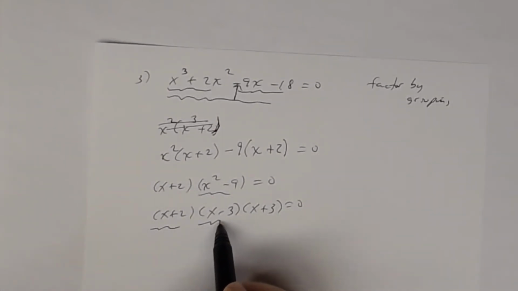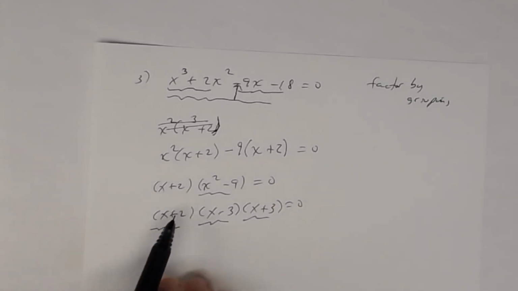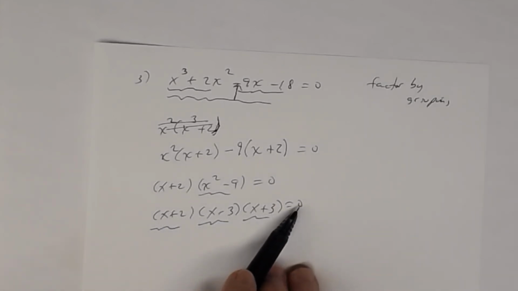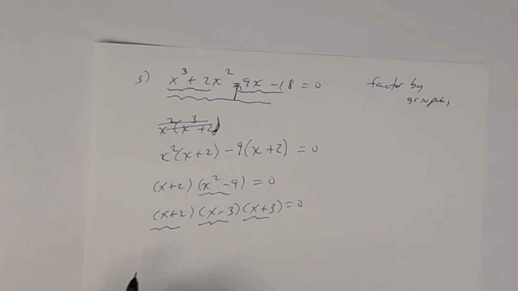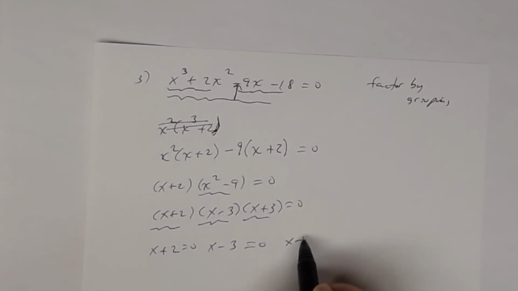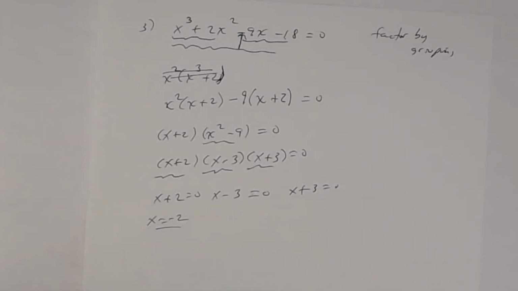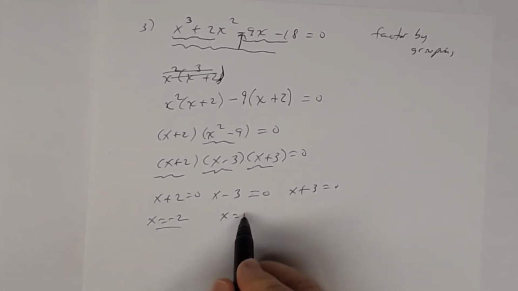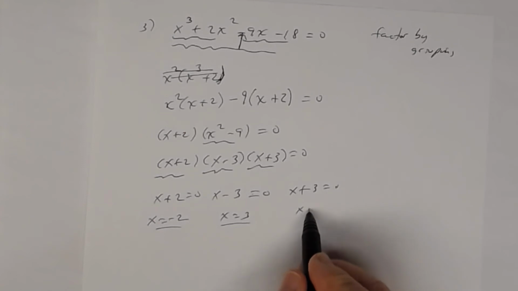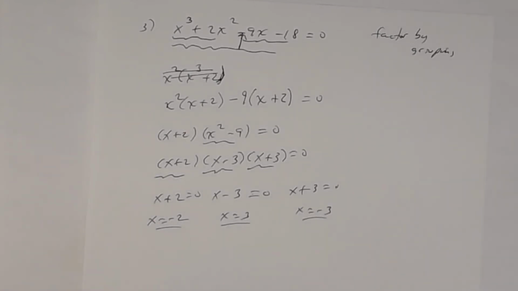And now, I'm going to use the zero factor property. So I have a product of factors that's 0, so one of them has to be 0. I'm going to set each of those equal to 0, just like this. And we solve each of those linear equations. So over here, x equals negative 2. So there's one of your solutions. Over here, x equals 3, right? And over here, x equals negative 3. So those are your three solutions.